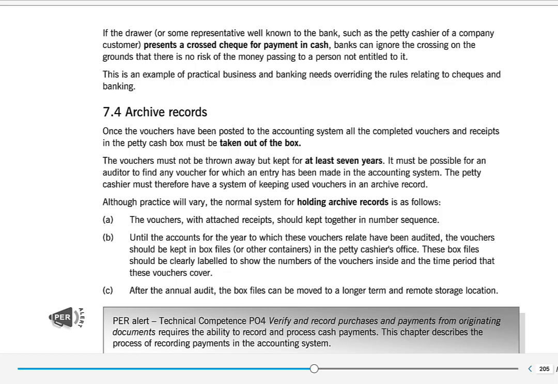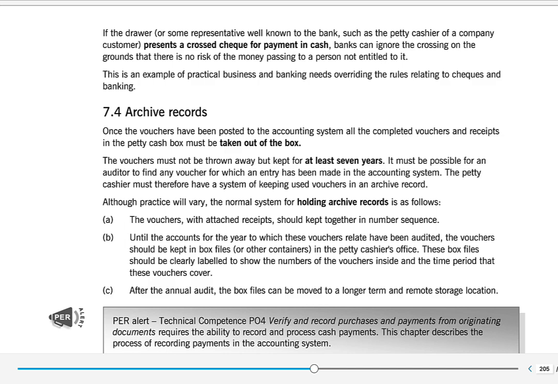Now let us talk about how to archive them properly. A good system is usually like this. 1. Keep each voucher together with its receipt. Do not separate them. 2. Keep them in number sequence, because voucher numbers are used to track each payment. 3. Put them into box files or folders or containers and label them clearly. For example, the label should show the voucher number range and it should show the time period covered. 4. Keep the records until the accounts for that year have been audited. After the audit is complete, they may be moved to long-term storage. So the most important point is simple. Petty cash documents must be stored in an organized way so that any voucher can be found quickly in the future.